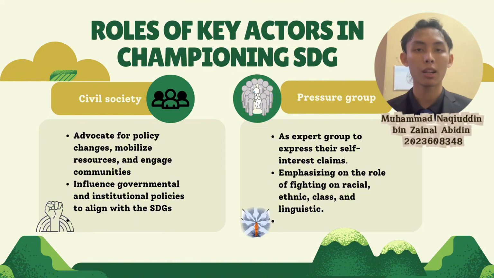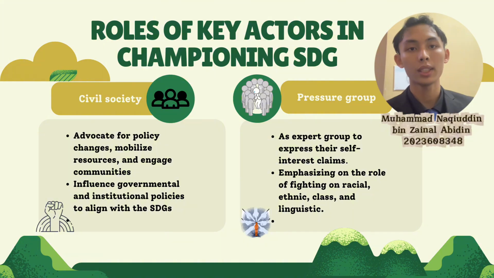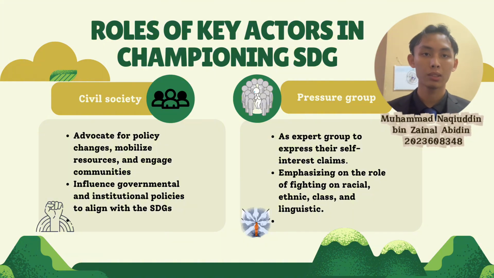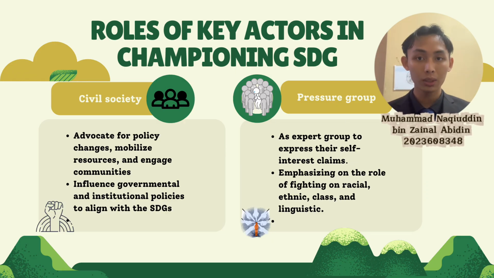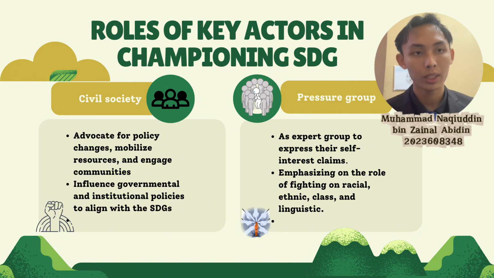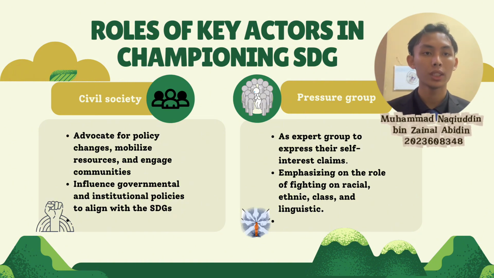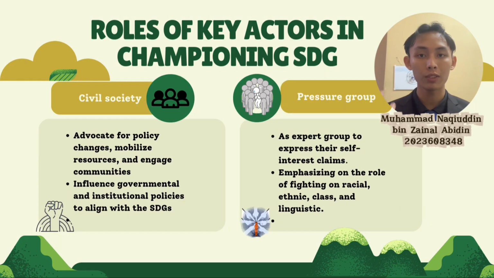The next point is civil society. Civil society comes from NGOs that have power, or communities, which firstly advocate policy change, like mobilizing resources and engaging the community. Second, they influence government policy and institutions toward policies that align with the SDGs. Next is pressure groups. A pressure group is an expert group that expresses itself as an interest group. For example, they emphasize fighting racial, ethnic, class and linguistic discrimination in order to make the government do something about the issue.